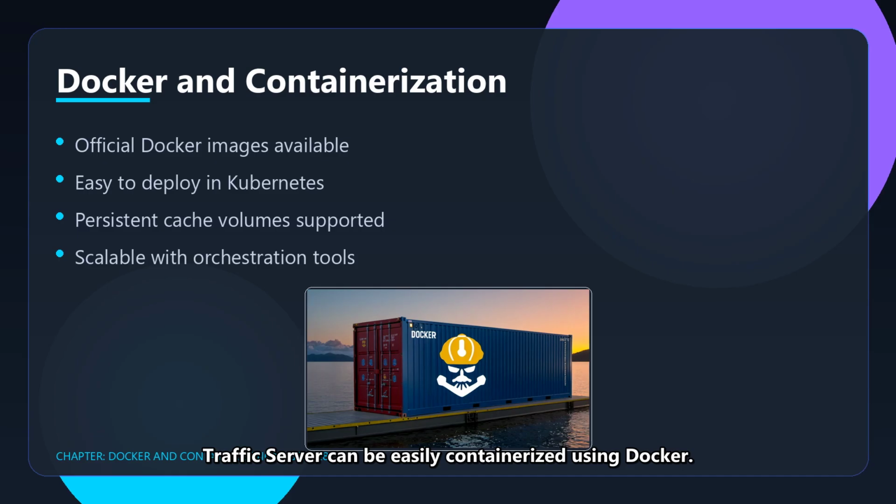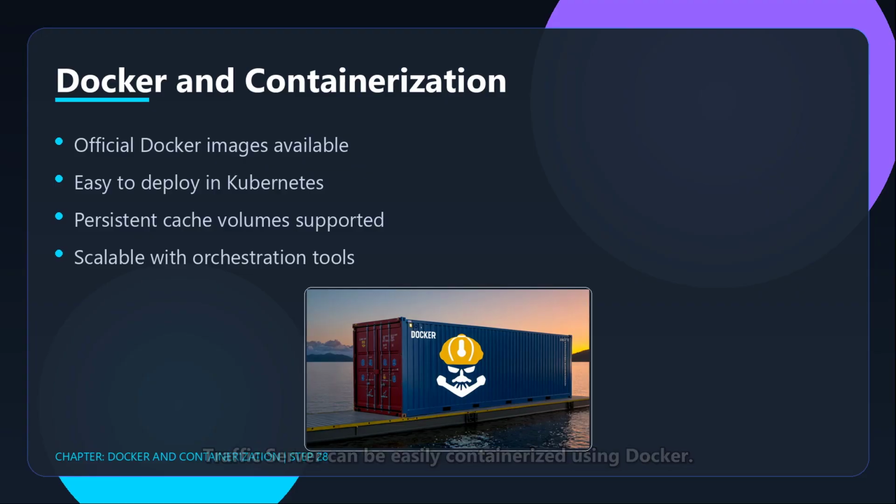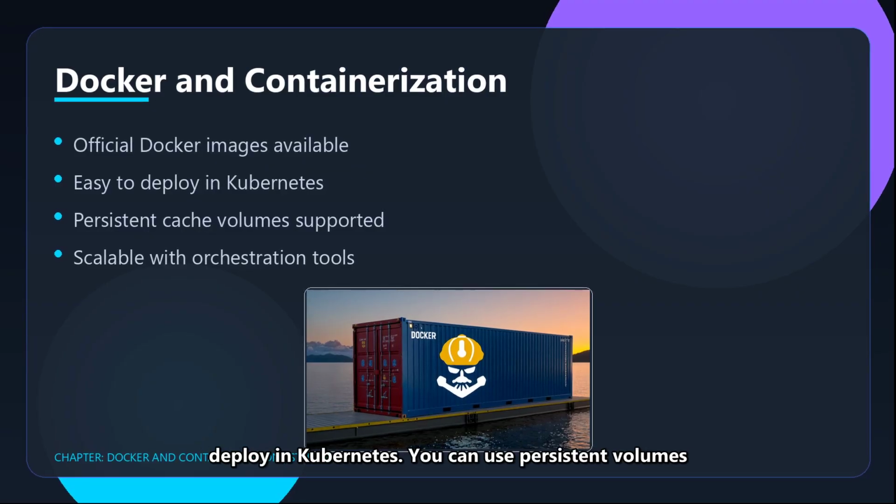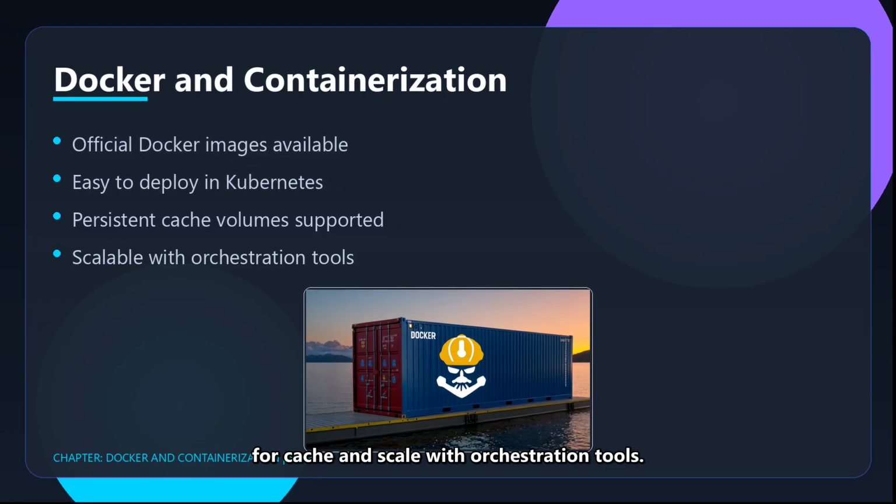Traffic Server can be easily containerized using Docker. Official images are available, making it simple to deploy in Kubernetes. You can use persistent volumes for cache and scale with orchestration tools.